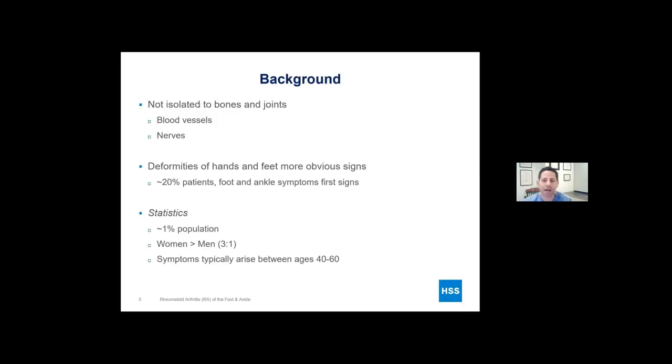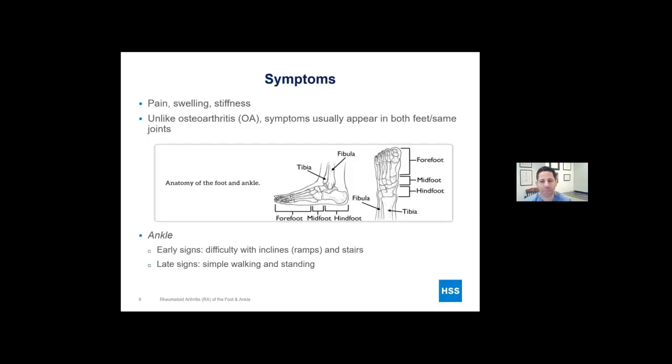So RA is not an isolated disease to just bones and joints. It affects multiple tissues throughout the body. It causes damage to the blood vessels, nerves, and tendons, or it can at least. Deformities to the hands and feet are the more obvious signs of RA. In about 20% of patients, foot and ankle symptoms are the first signs of the disease. RA affects practically 1% of the population, so a pretty large proportion. Women are affected more often than men, with a ratio of up to 3-to-1. And symptoms most commonly develop between the ages of 40 and 60.